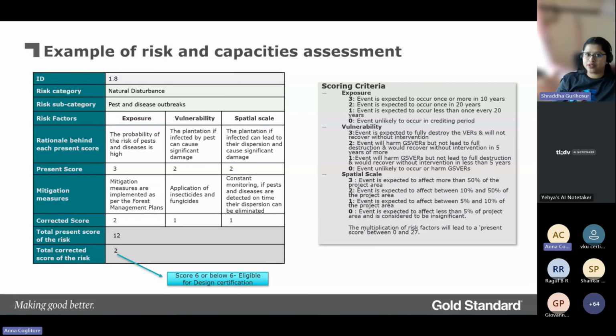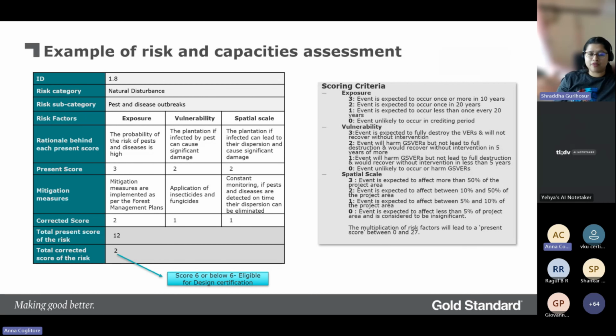Let's understand it better through an example. The risk natural disturbance has a subcategory 1.8, pest and disease outbreaks. This has to be scored on the basis of exposure, vulnerability, and spatial scale. Since it's a high impact, an event is expected to occur more than once in 10 years, it is scored 3. Same with vulnerability, with a medium impact, 2, spatial scale 2. The multiplication of the 3 factors gives you a total score of 12.